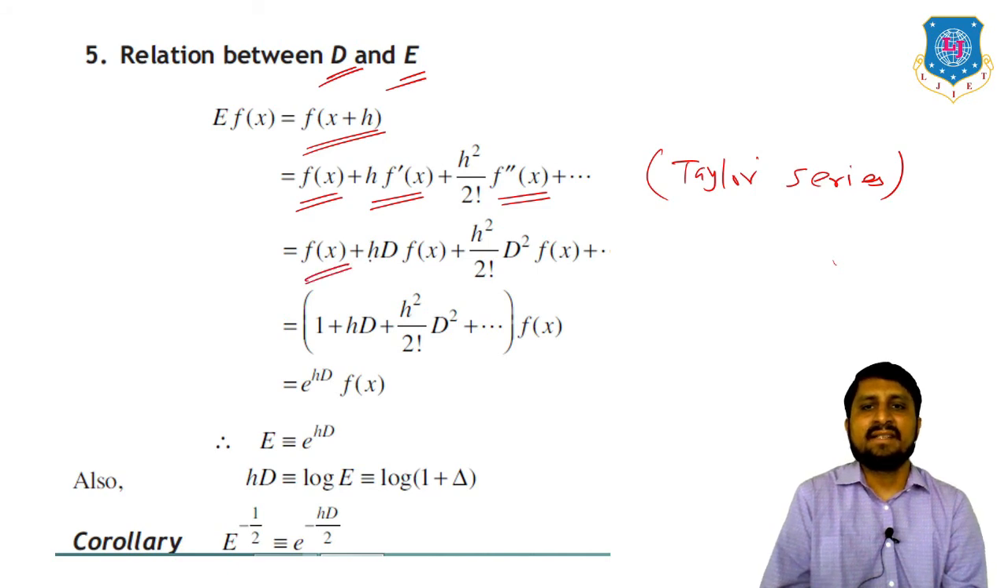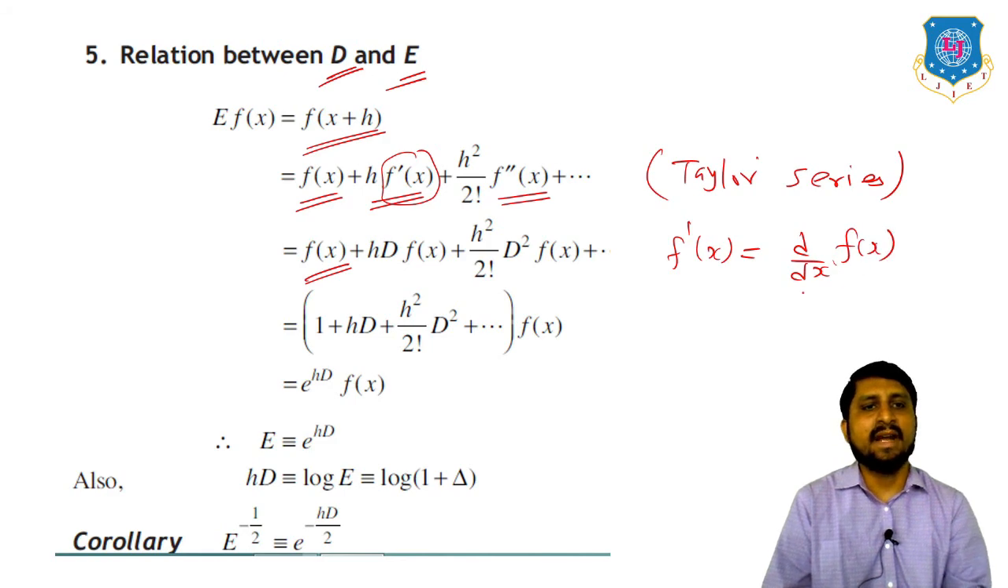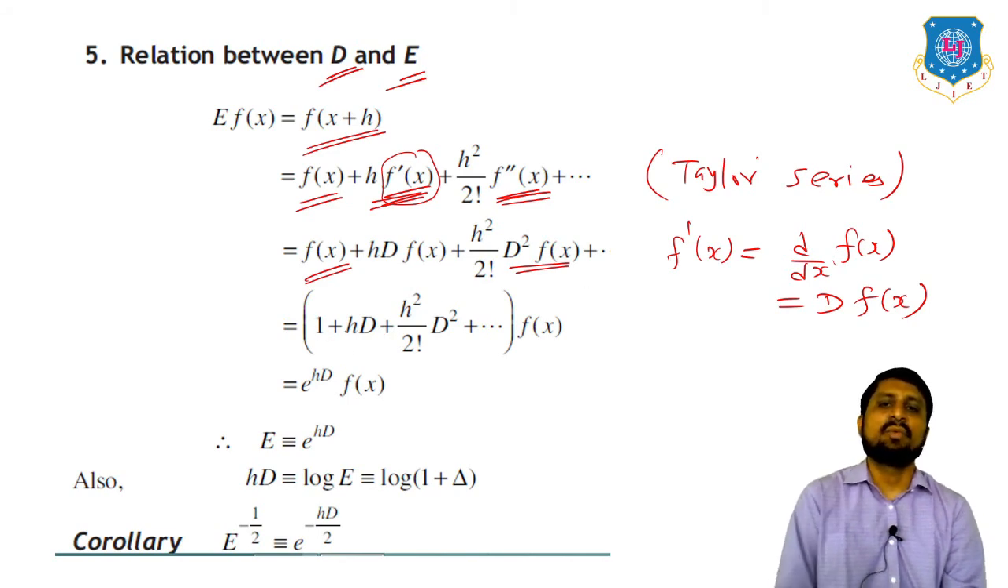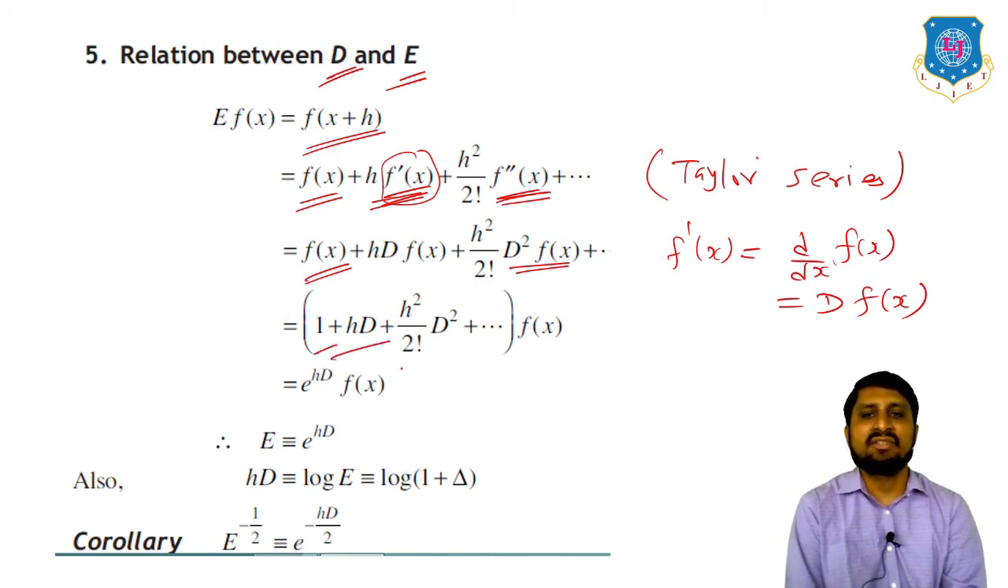Now f of x as it is, plus h. What is f dash x? f dash x is nothing but d by dx of f of x, and d by dx is capital D of f of x. So instead of f dash x, I can write capital D of f of x. Similarly, f double dash x, I can write D square f of x, and so on. f of x will be common. So in the bracket we have 1 plus hD plus h square by 2 factorial D square, and so on.